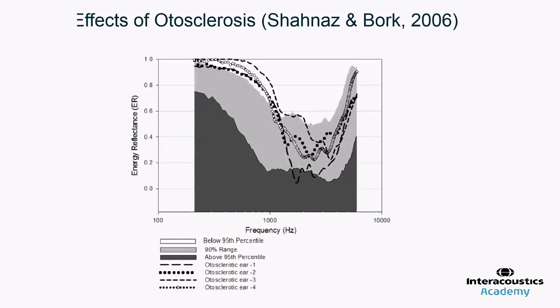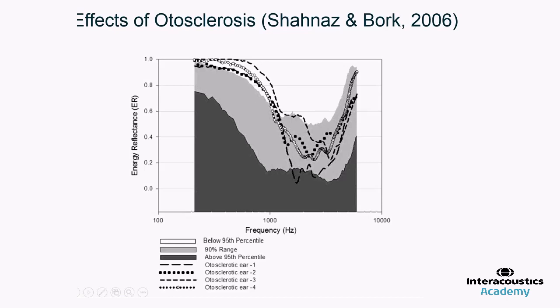Naveed Shanaz has done some interesting work looking at the effects of otosclerosis, and this shows normal hearing ears that are below the 95th percentile in the normal range, which is in gray, and then above the 95th percentile in dark gray. And so we have 4 otosclerotic ears, so individual ears, and you can see that the primary abnormality that we see is in the region of 1,000 hertz and below.